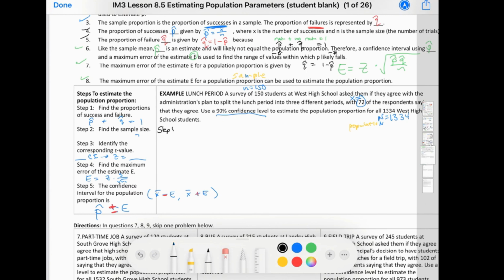So step number 1, p hat is x over n. That is the number of people who agree, 72, out of our total on the survey, lowercase n, which is 150. So p hat is going to be 48%, 0.48.